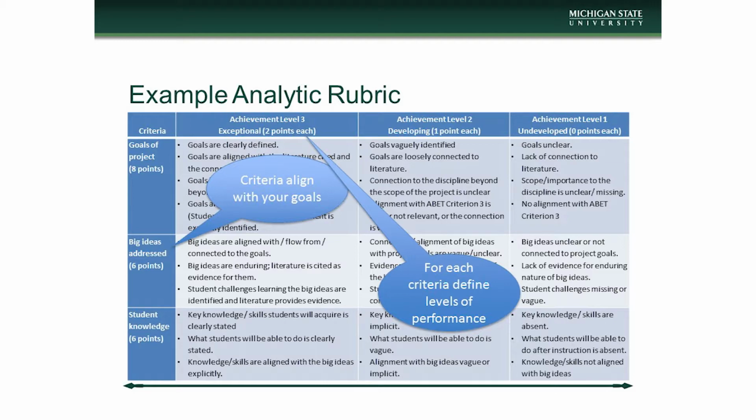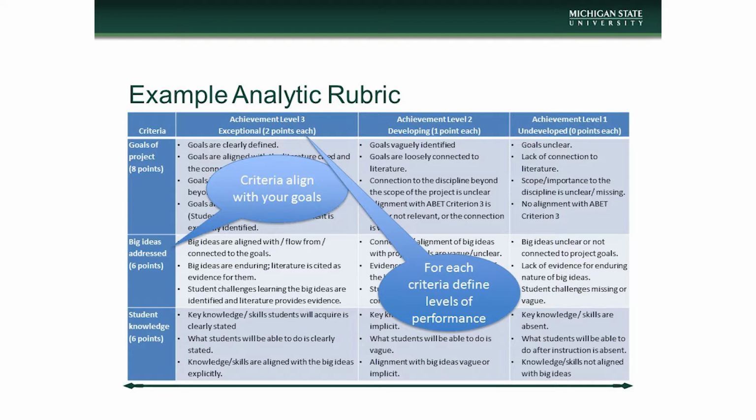But here, what we have as an example is we have criteria. And so the students are doing a project, and the project has to have goals. And then we have different achievement levels, an exceptional achievement level, a developing achievement level, and an undeveloped achievement level. And so the goals, if they've clearly defined their goals for their project, that's good. If their goals are unclear, that's not so good. They need to work on that. But it gives them specific kinds of feedback that they can use here. And then because this is not only formative, but ultimately would become summative, then there are associated points with it.